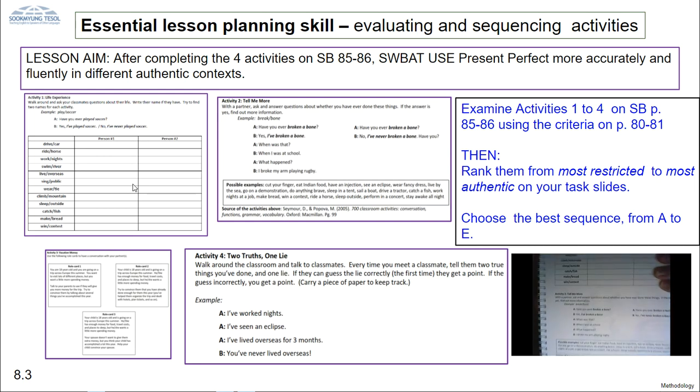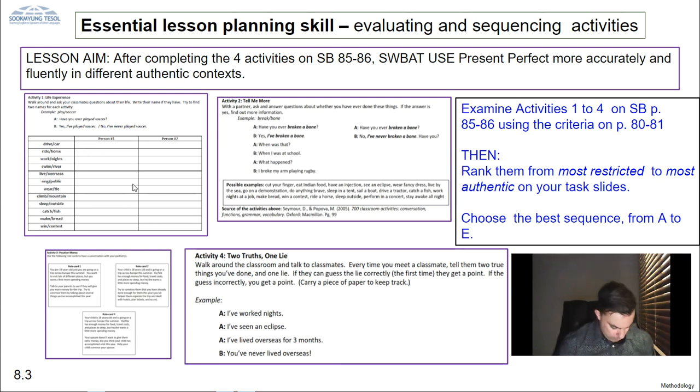It's the next one there. Activity 2, tell me more. So what you're going to do is you take one of your examples. You take, for example, break a bone. Similar to the first activity, you're asking people, have you ever broken a bone? Now, if the person says no, they have to ask you, okay, no, I haven't broken a bone. I've never broken a bone. Have you?